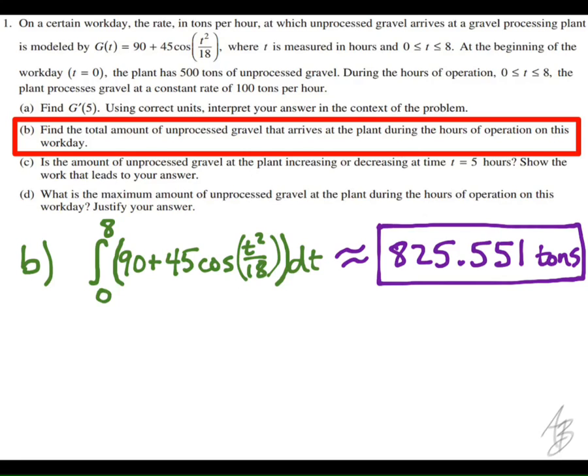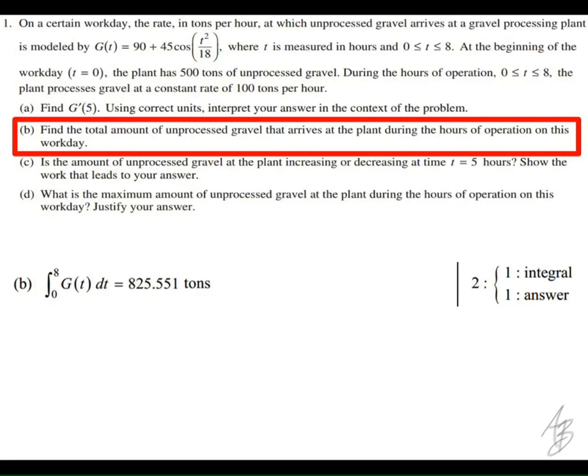So just to let you know how the AP test was graded, this is off of last year's AP test. This problem is worth 2 points. What the AP does is they release notes about the test afterwards, and they say what common mistakes were. A lot of students got 1 point because they had the answer right, but all they did was write down the answer. So they wrote that 825.551 tons, and they got the point for that, but they didn't show how they got it.